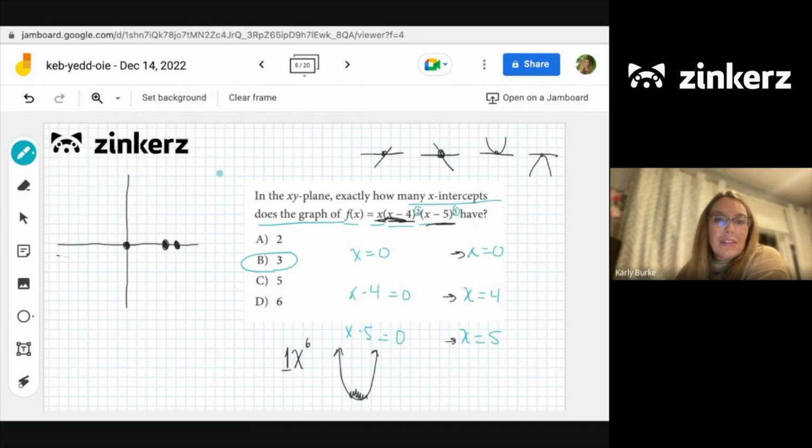So that means I start up from positive infinity and I know at 0, I go through. I also know that at 4, we have a bounce. So I'm going to bounce at 4 and at 5, I go through. This is a little bit messy, but you get the idea of what the general shape of this graph is like. Got it?